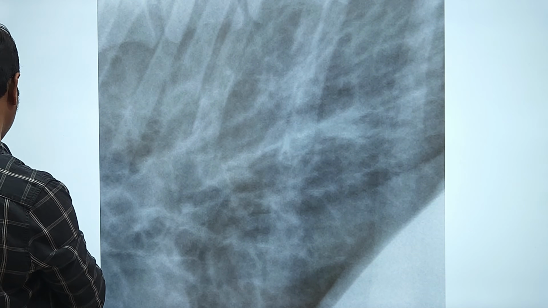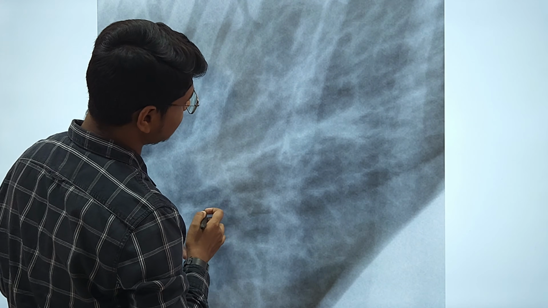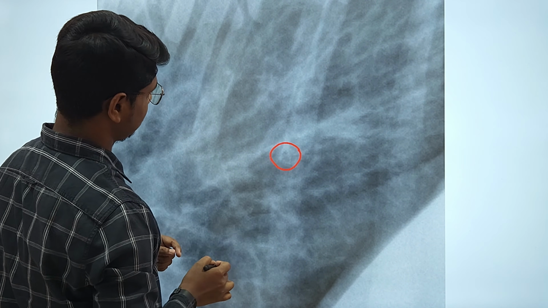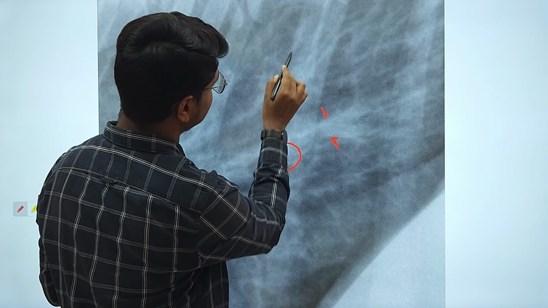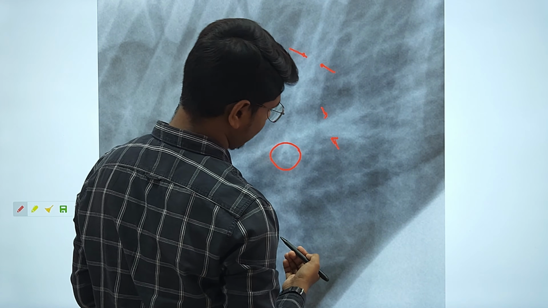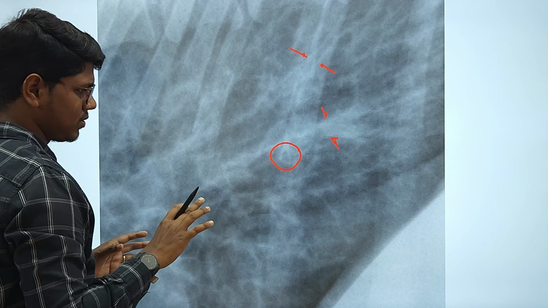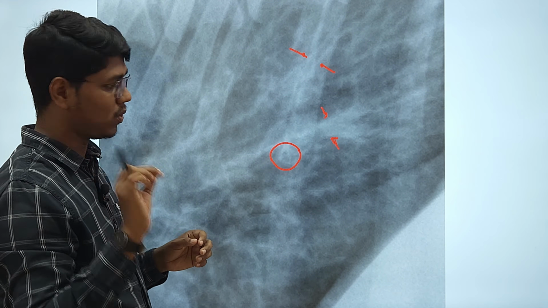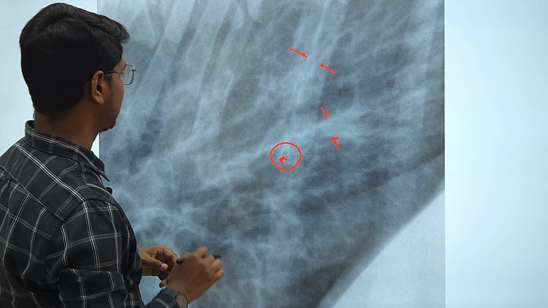Here is another radiograph. Here you can see a donut. And you can see a tram line here also. Here is a tram line. The rib is having some intersection. Normally also you will find some ring shadows, but notice the walls. Here the wall is kind of thickened.